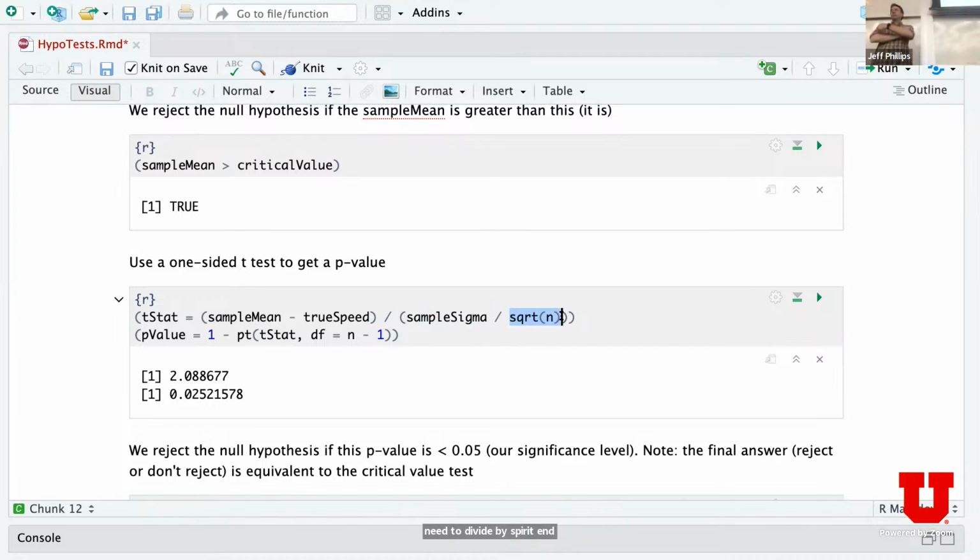Okay, so pt knows the function. Yeah, so it's doing the integral for us. It's looking this up in a table.